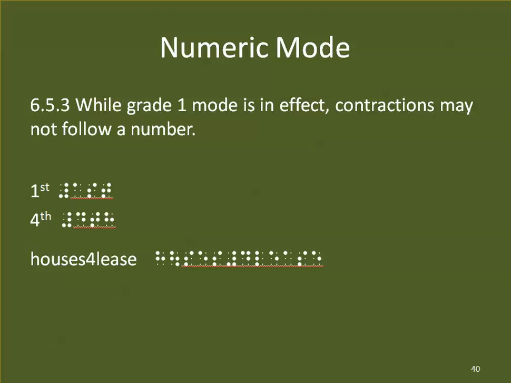So that means while grade 1 mode is in effect, meaning it started with a numeric indicator, contractions may not follow a number because you're in grade 1 mode. That means that we're not going to use the ST contraction or the TH contraction in ordinal numbers like first and fourth. Or if we have houses for lease, where the word for is substituted with the number 4, we have houses, just normal. Then we have the numeric mode indicator 4, and then we have the word lease, and we cannot use the EA contraction in that while we're in grade 1 mode started by the numeric mode indicator. That's important, especially when we get to computer addresses.